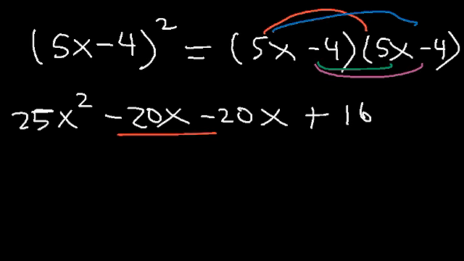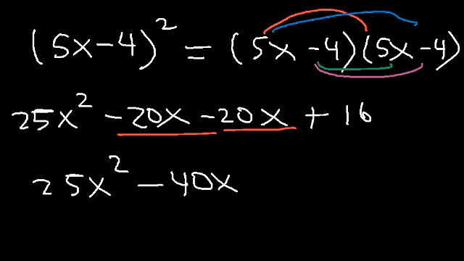So now we can add the two terms in the middle. Negative 20 plus negative 20 is negative 40x. So this is the answer, 25x squared minus 40x plus 16.